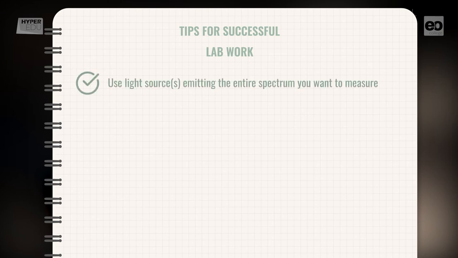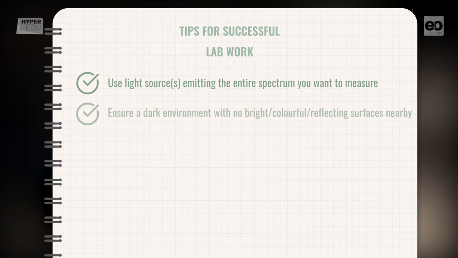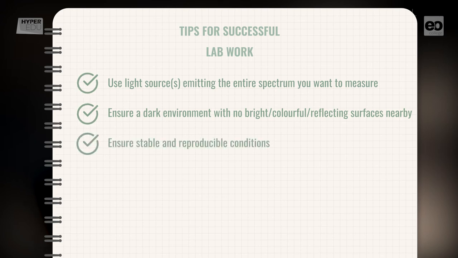Whenever you plan to carry out laboratory-based imaging spectroscopy measurements, these tips may help you. Use a proper light source that emits the entire light spectrum you want to measure. Make sure your environment is dark, except for the artificial light. There should be no bright, colorful, or reflecting surfaces nearby. Keep conditions stable, as subtle differences can affect your measurements. For example, operator, instrument, and even humidity or temperature in your lab. Also, make sure conditions are reproducible in case you need to repeat measurements.